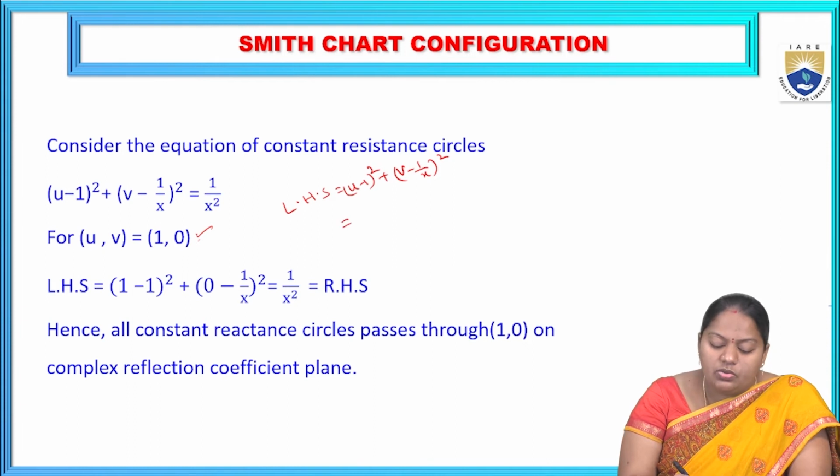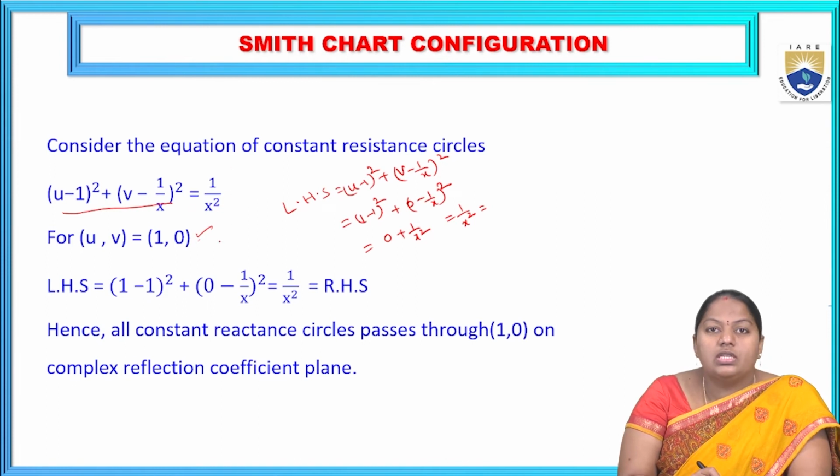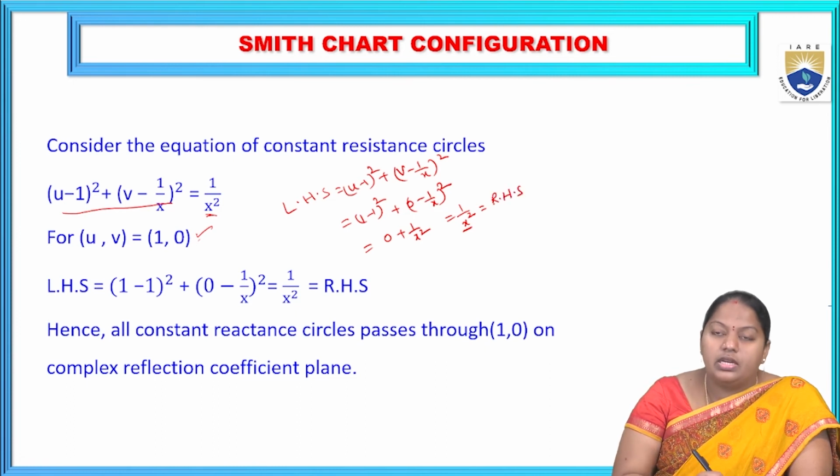LHS is equal to (u minus 1) whole square plus (v minus 1 by x) whole square. Now in this, if you substitute u as 1 and v as 0, then (1 minus 1) whole square plus (0 minus 1 by x) whole square, which is 0 plus 1 by x square, which is equal to 1 by x square. So if you observe, the LHS and RHS of the constant reactance circle equation are equal to 1 by x square. This is nothing but the right hand side, so LHS is equal to RHS.